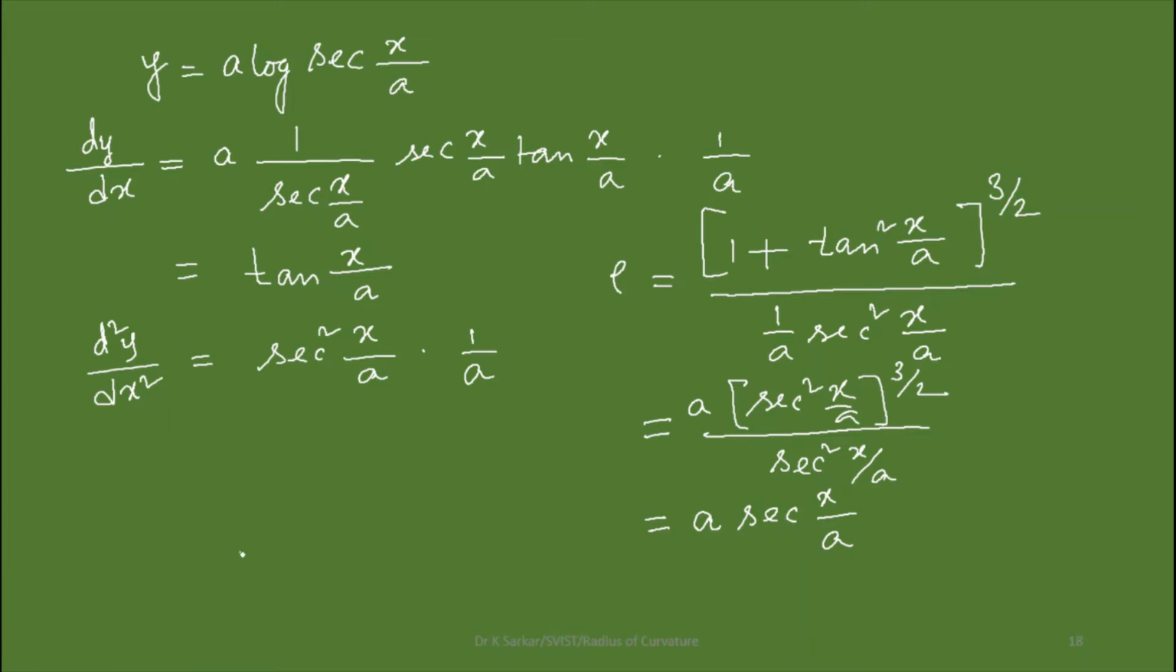The curvature is 1 by rho, and that is 1 by a cos(x/a). So these are the required answers.